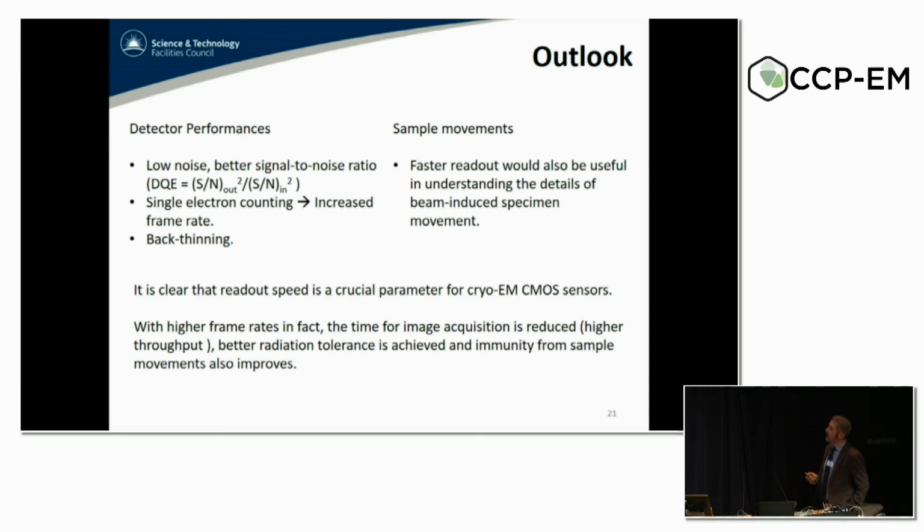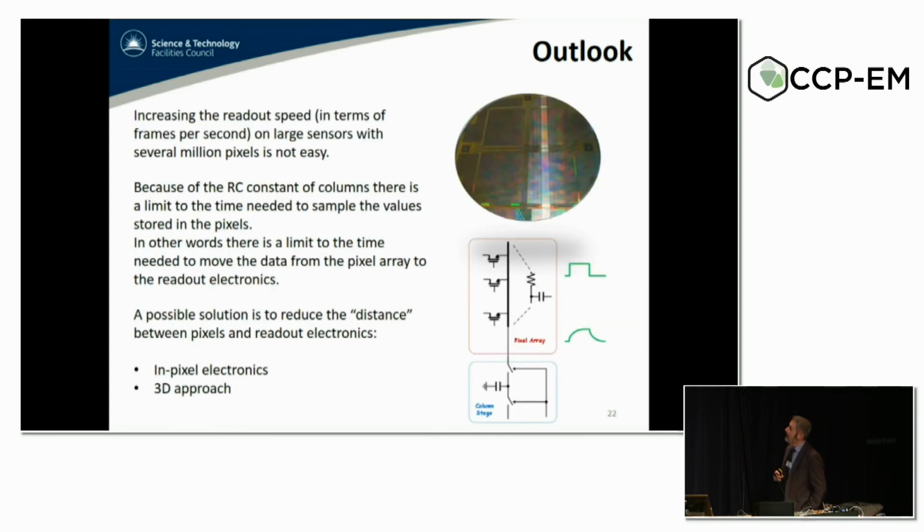From the sample movements point of view, obviously there's very little the detector can do, so I'm not going to enter that kind of argument. The only thing that I can say is that fast readout would probably also be helpful in assessing what is happening, especially at the beginning, for example, of irradiation of the sample. We can probably track the sample a little bit better. Bottom line, readout speed is a crucial parameter in this case.